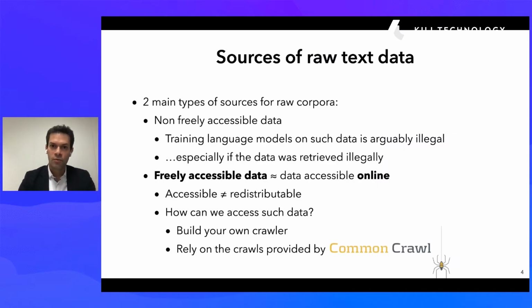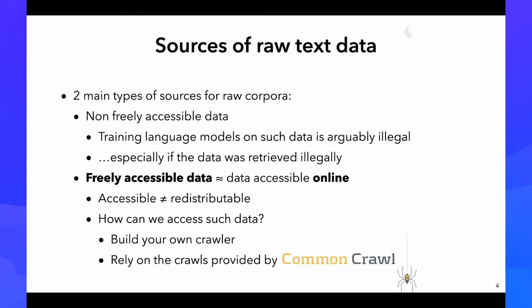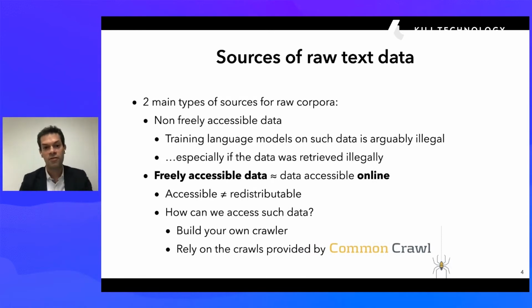As you know, we need raw text to train large-scale language models. And there are two main sources for raw text data. One type of source is non-freely accessible data. Such data is problematic for a number of reasons. One of them being that training language models on such data is not clearly legal. And this is especially the case if the data was retrieved illegally.